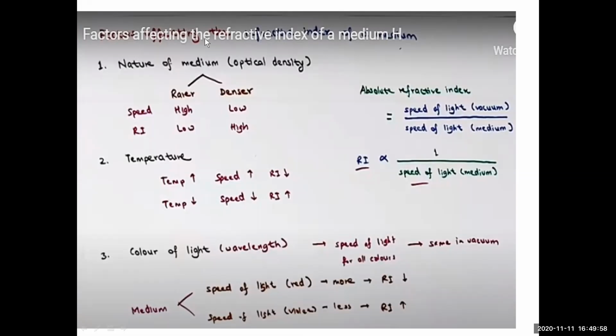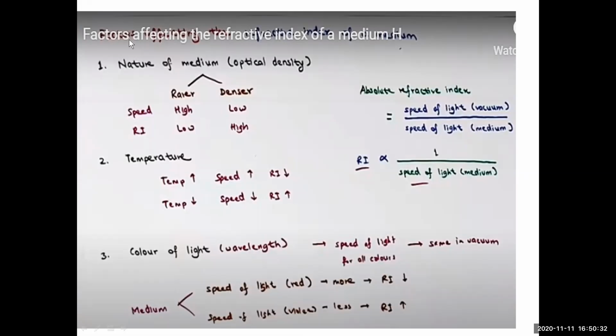Now, to discuss this, first we have to know what refractive index is. We know that the absolute refractive index is equal to the speed of light in vacuum divided by the speed of light in the medium. The refractive index is inversely proportional to the speed of light in the medium. So if the speed of light in the medium is more, then the refractive index will be less. If the speed of light in the medium is less, then the refractive index for that medium will be more. It is inversely proportional.